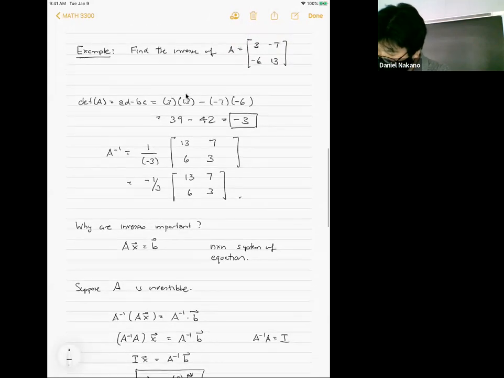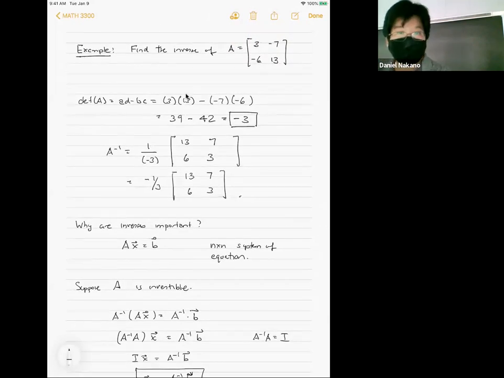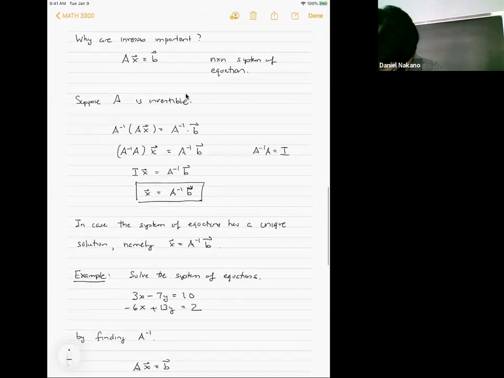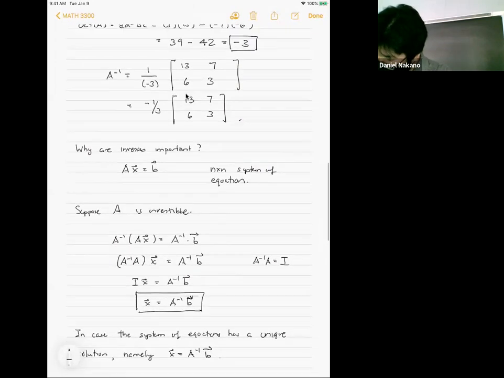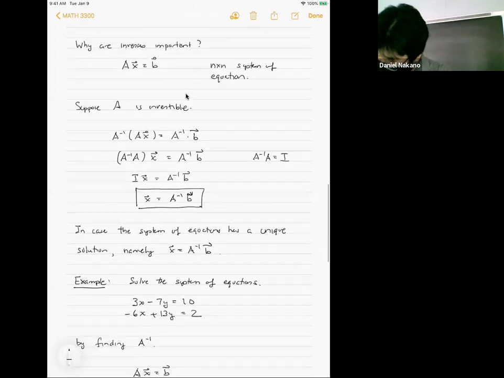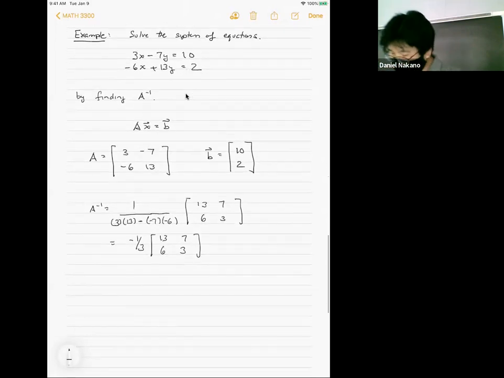We had done this before, right? In this example. Okay. So that's going to be minus 1/3, 13, 7, 6, and let's make sure that it's the same answer. 13, 7, 16. Okay, everything's good. Okay, so that's the inverse.